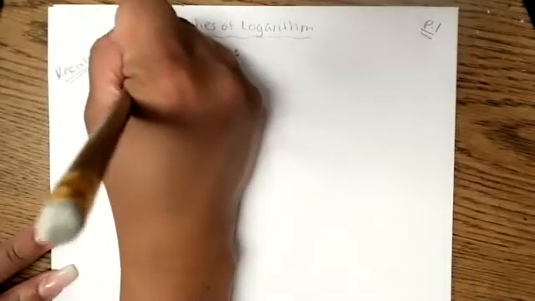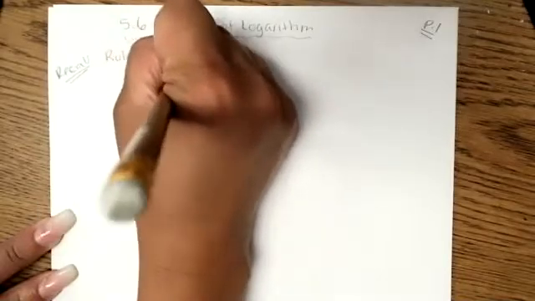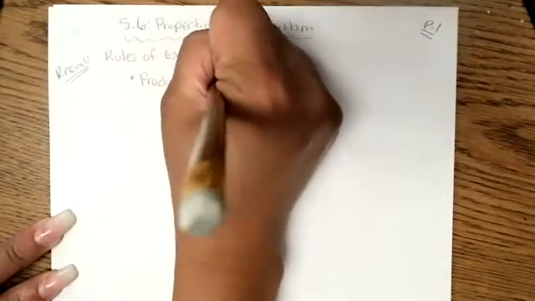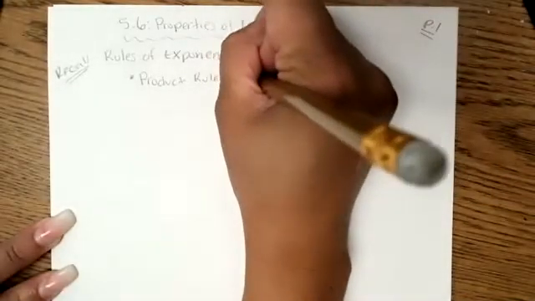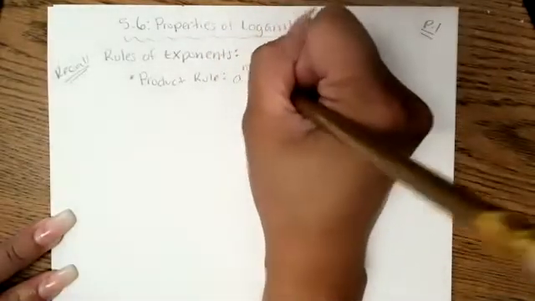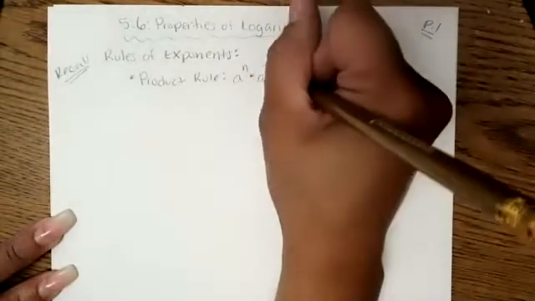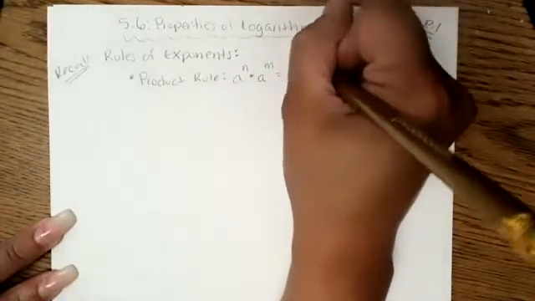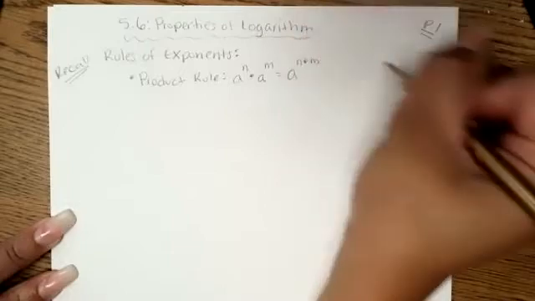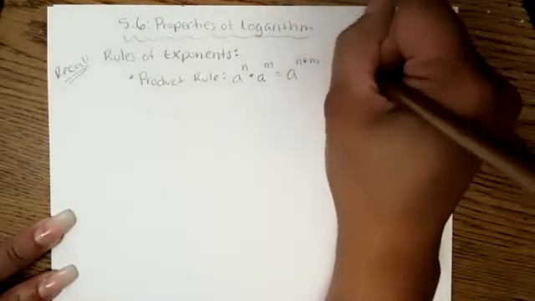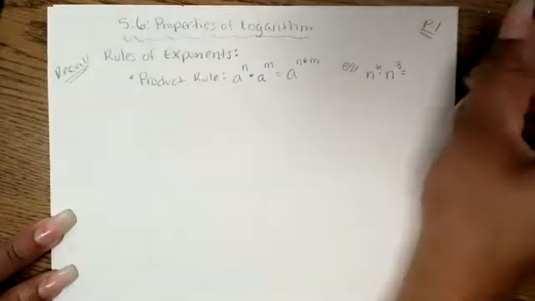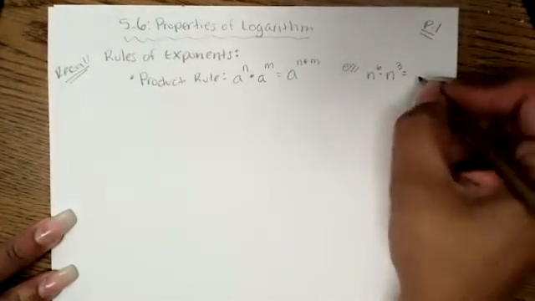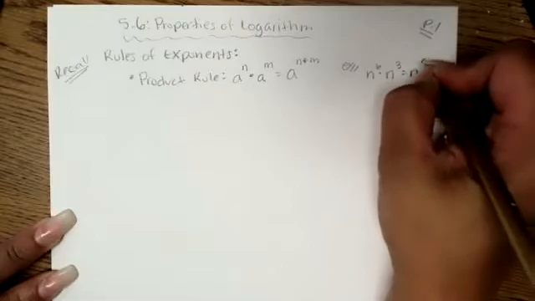Now, the product rule states that if you have some base raised to some power times the same base raised to another power, then you can just add up the powers. For example, if you have n to the 6 times n to the 3, since they both have a base of n, I'm going to keep it n, and 6 plus 3 is 9.